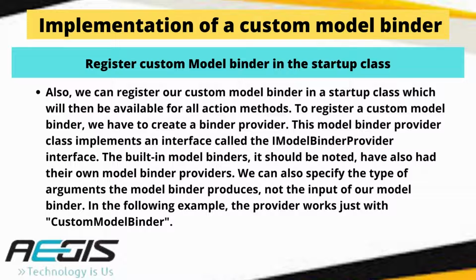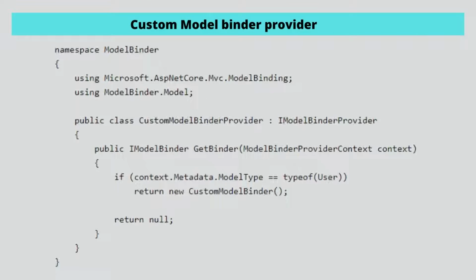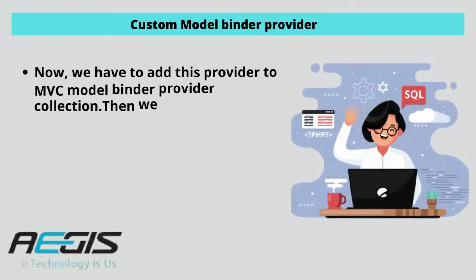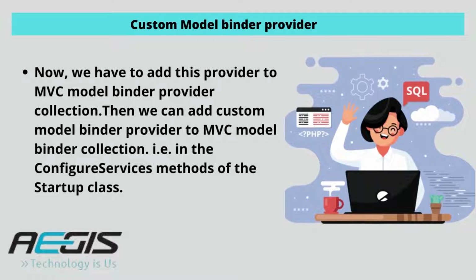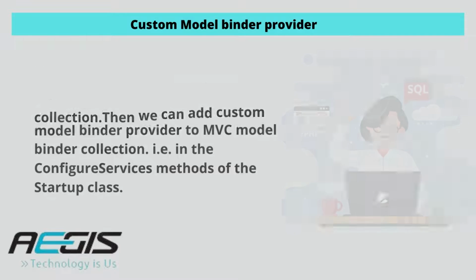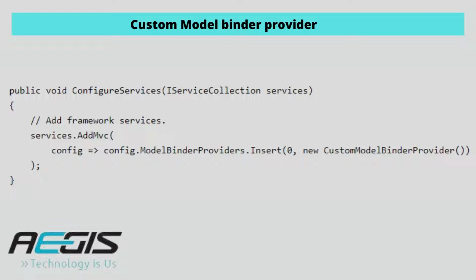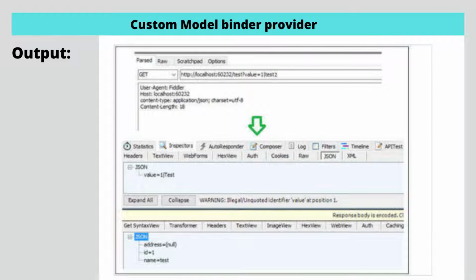It should be noted that the built-in model binders also have their own model binder providers. We can also specify the type of arguments the model binder produces, not the input of our model binder. In the following example, the provider works just with the custom model binder. Now, we have to add this provider to the MVC model binder provider collection. We can add the custom model binder provider to the MVC model binder collection in the ConfigureServices method of the startup class. After all the implementation of code, you will get the output below for the custom model binder provider.